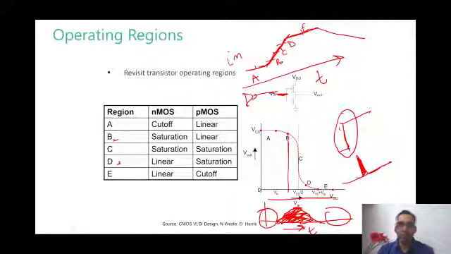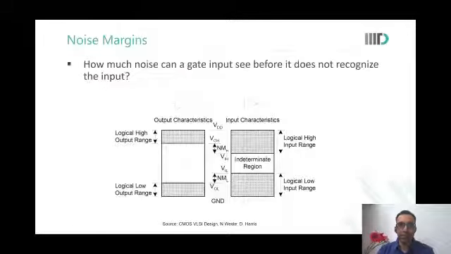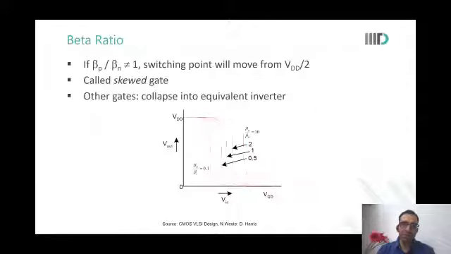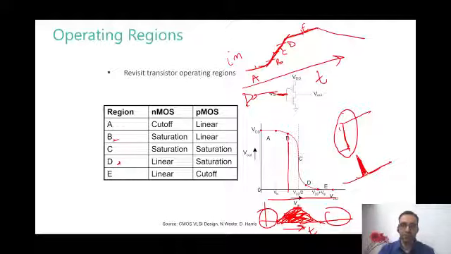Okay, so let me see what is next. Yeah, let's cover beta ratio and noise margins in the next class. Is that okay? We'll close here.